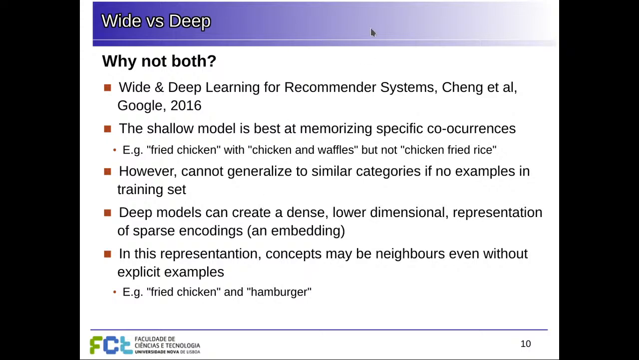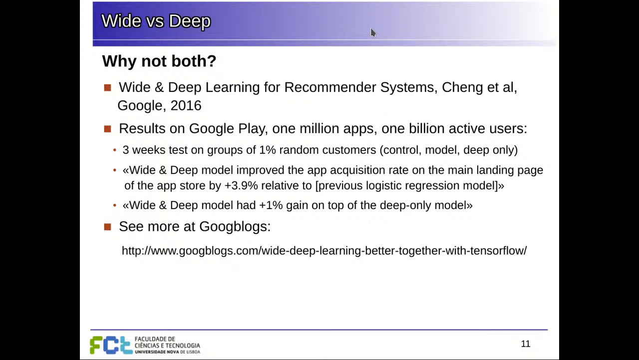So what the authors found was when they used the two models together, which they tested for 3 weeks on 1% of the customers. This is a typical way of testing innovation in these kinds of online services, where you can take a small sample of the customers. You use one sample as a control group, another where you apply the model, and so on, and then you measure the impact of your changes.